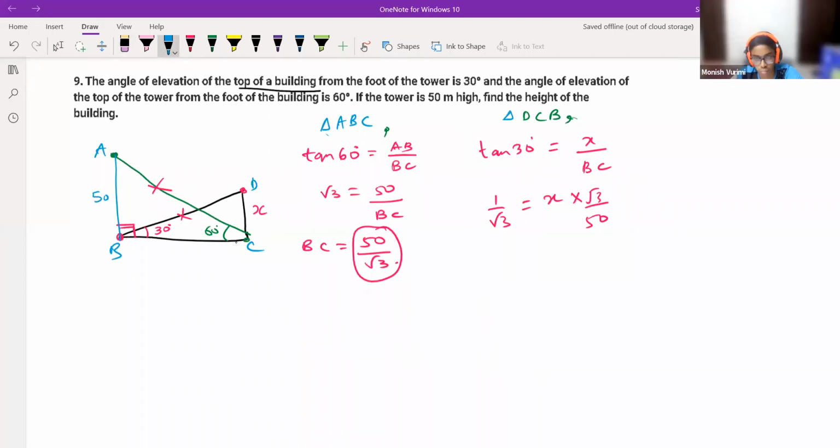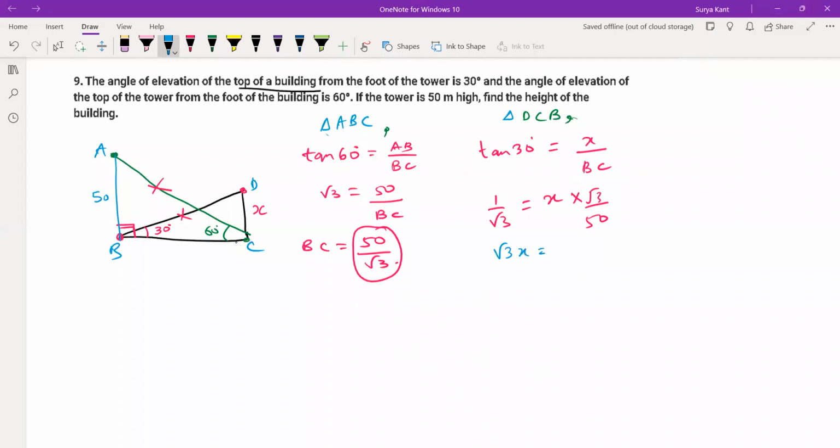Yes, sir. So we can write root 3x is equal to 50. So x is equal to 50 by root 3. You can multiply root 3 up and down. We'll get 50 root 3 by 3. So 16 3s are 48, 16.66 root 3. This is the answer.